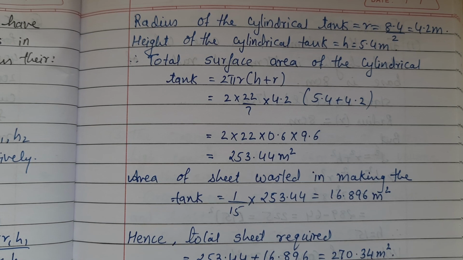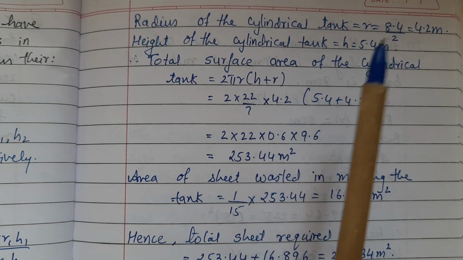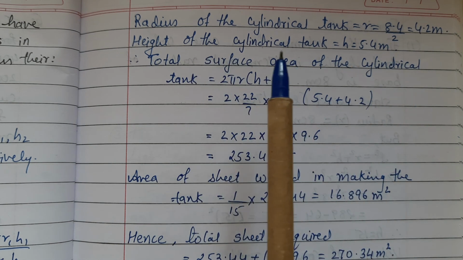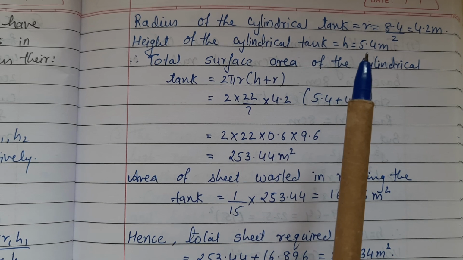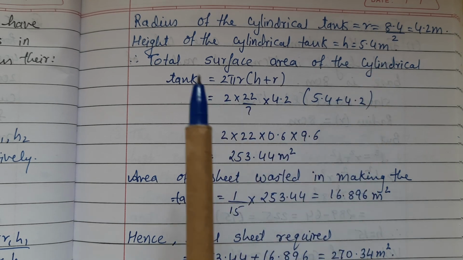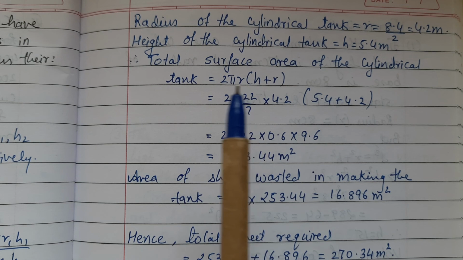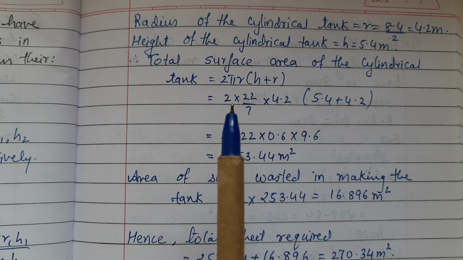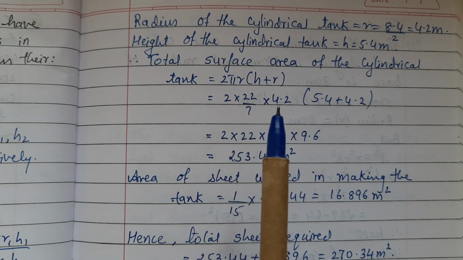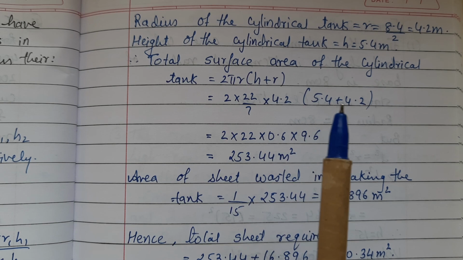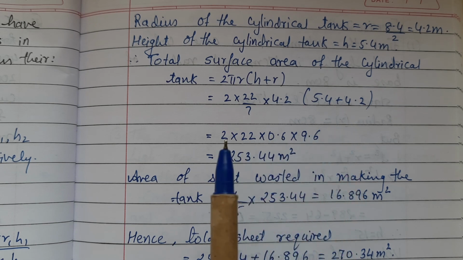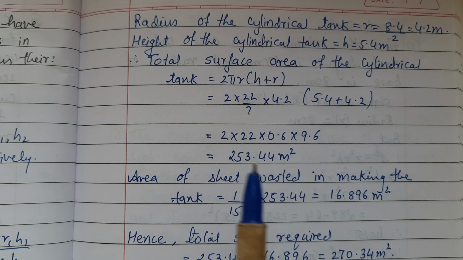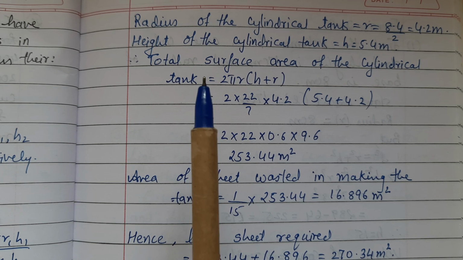Radius of the cylindrical tank r is equal to 8.4 upon 2 equal to 4.2 meter. Height of the cylindrical tank h equal to 5.4 meter. Therefore, total surface area of the cylindrical tank is 2 pi r into (h plus r), which is equal to 2 into 22 by 7 into 4.2 into (5.4 plus 4.2), which is equal to 2 into 22 into 0.6 into 9.6.